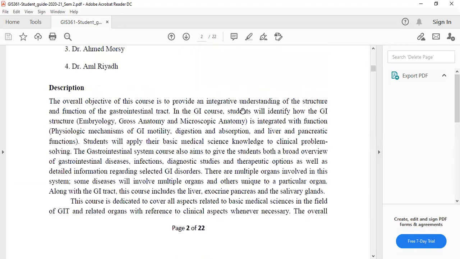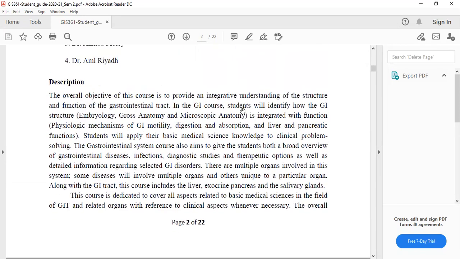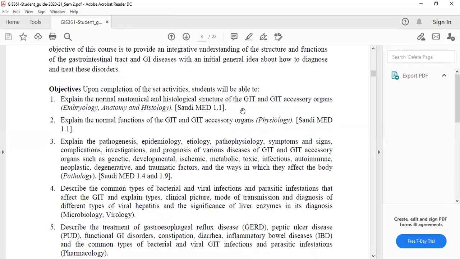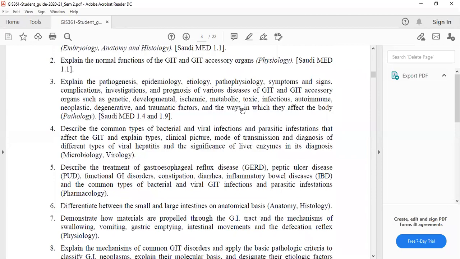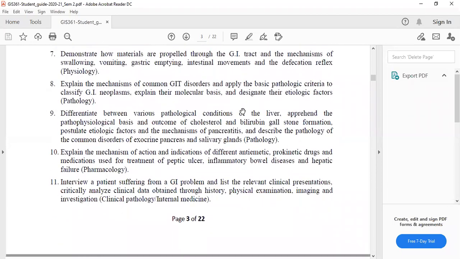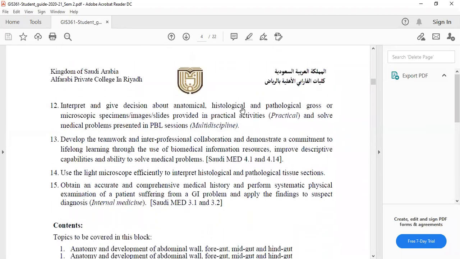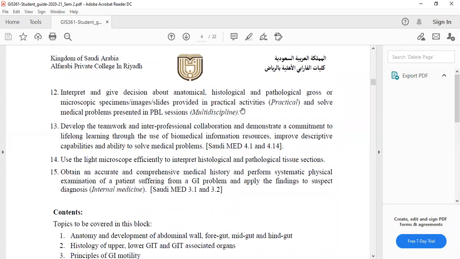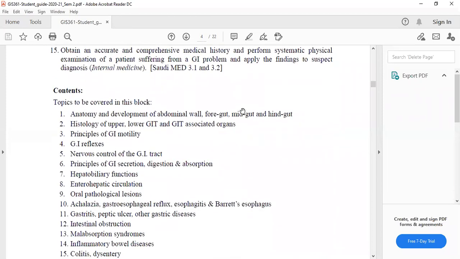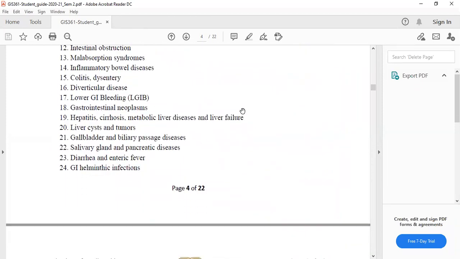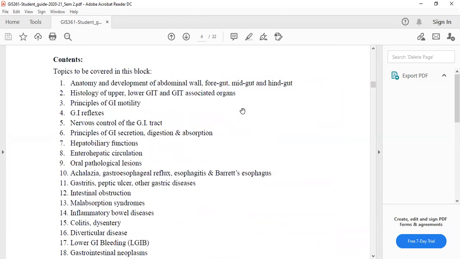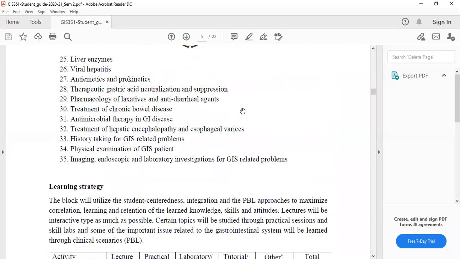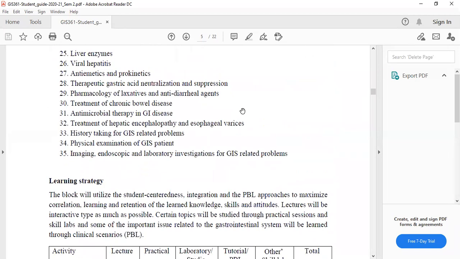So this is the brief introduction and description of the GI system, and here are the main objectives related to the whole system, which include the anatomy, physiology, biochemistry, pathology, and other things. Here are also the topics which will be taken up. There are almost 44 topics.